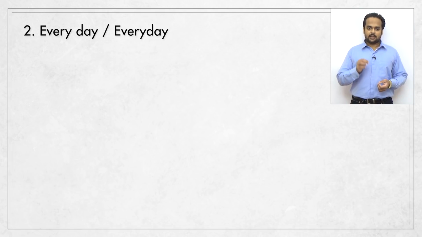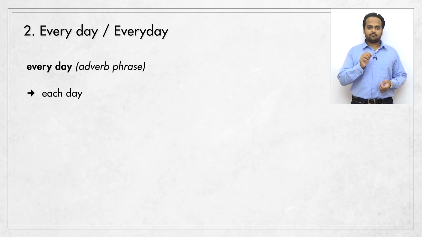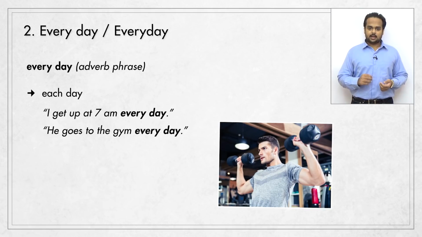Number 2 is the pair of every day and everyday. The difference in spelling between these forms is the space. When we write every day with a space, it's an adverb phrase that simply means each day. In most situations, this is the form you should use. For example, I get up at 7 a.m. every day. He goes to the gym every day, and so on.